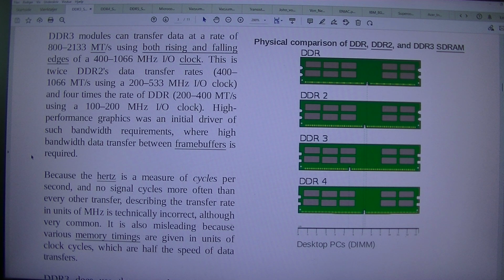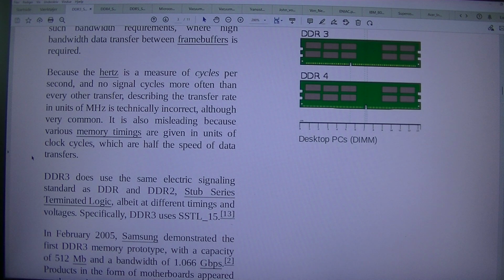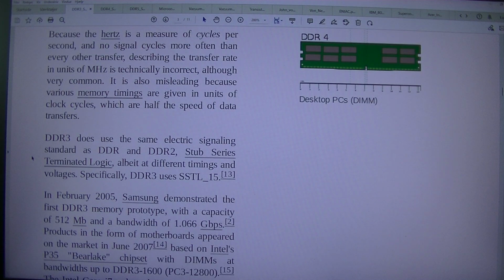Because the hertz is a measure of cycles per second, and no signal cycles more often than every other transfer, describing the transfer rate in units of megahertz is technically incorrect, although very common. It is also misleading because various memory timings are given in units of clock cycles, which are half the speed of data transfers. DDR3 does use the same electric signaling standard as DDR and DDR2, stub series terminated logic, albeit at different timings and voltages.